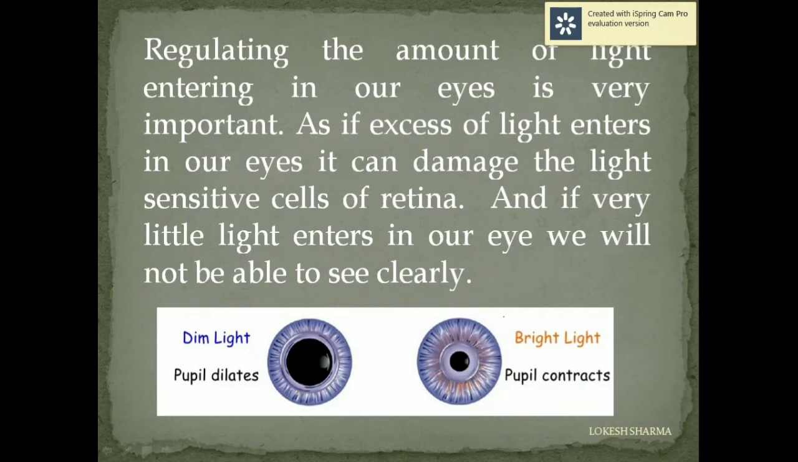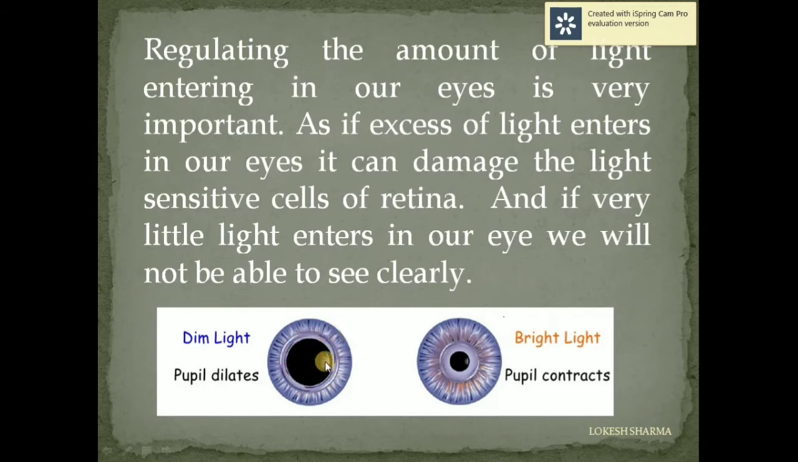Regulating the amount of light entering our eye is very important, as if an excess of light enters our eyes, it can damage the light sensitive cells of the retina, and if very little light enters our eye, we will not be able to see clearly.